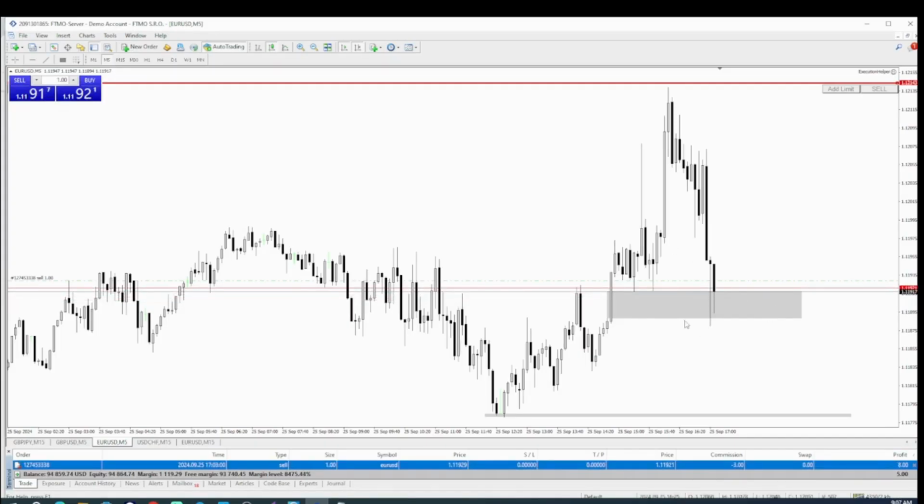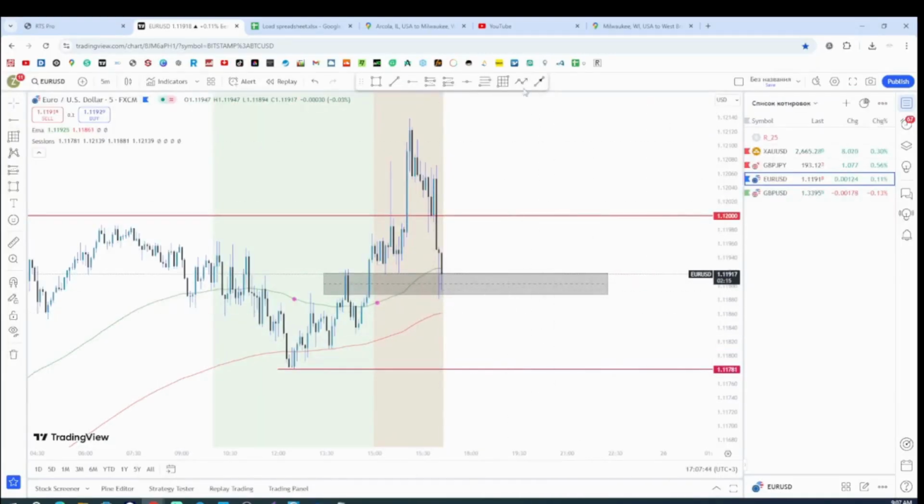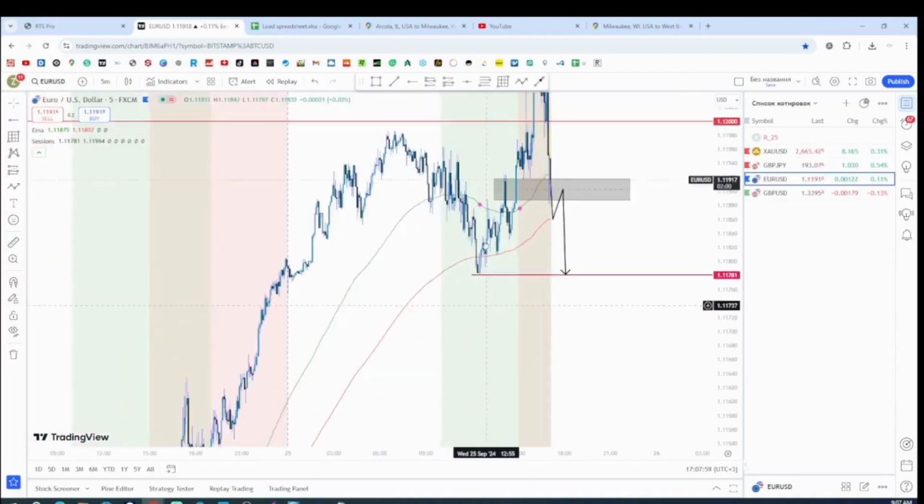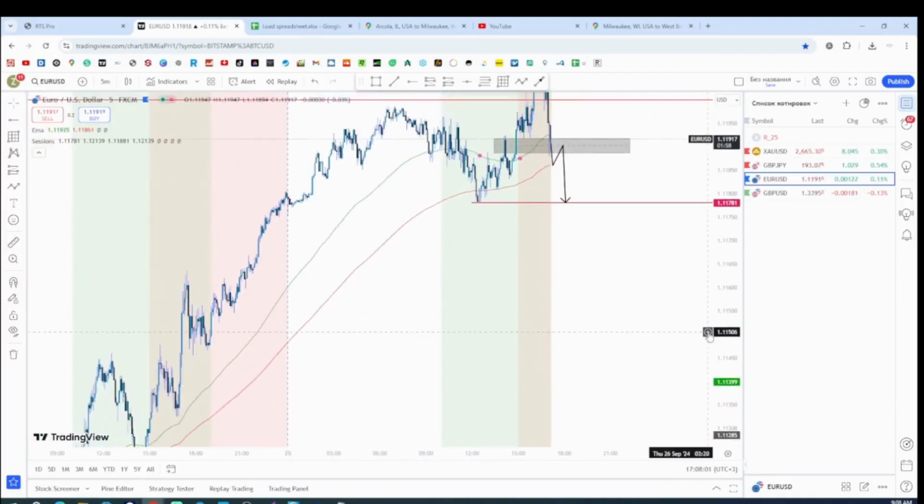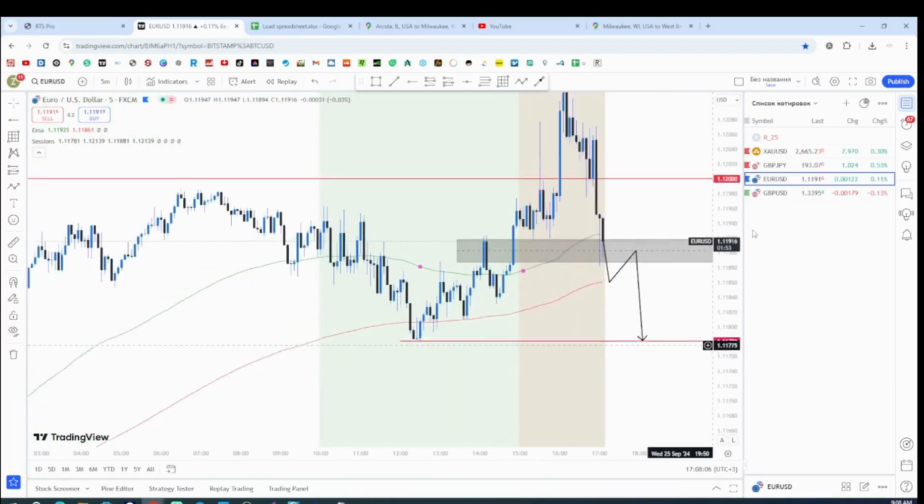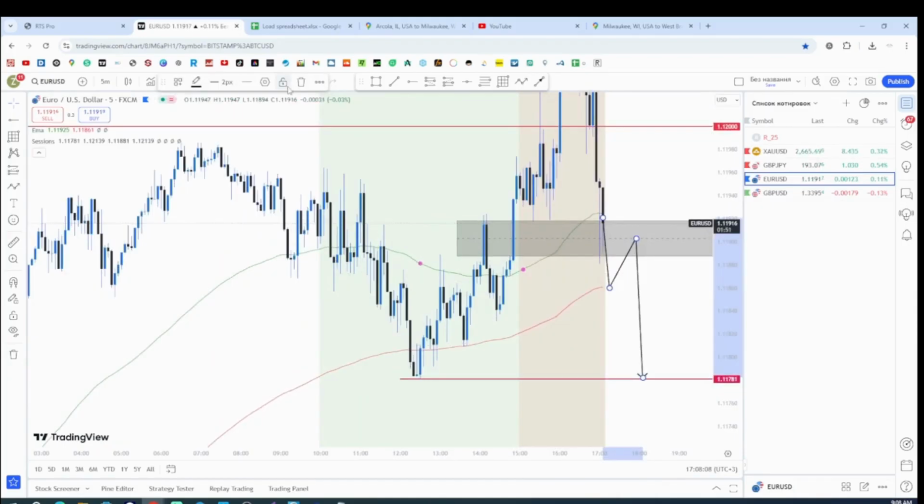The only thing was right here, due to the fact that I keep rejecting, I would like the price to do something like that, break underneath into this imbalance, retest, and hit my TP. My TP sits at the London low, so we have enough space to move down. But for now, this is the only concept that I was trading today.